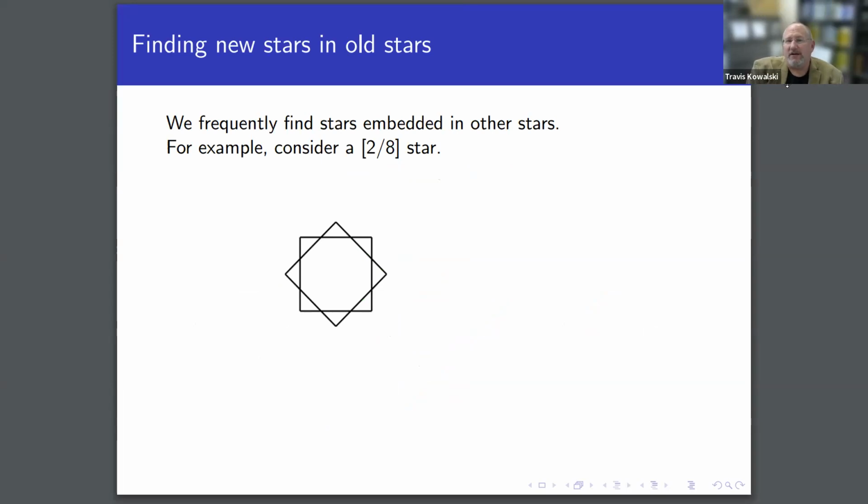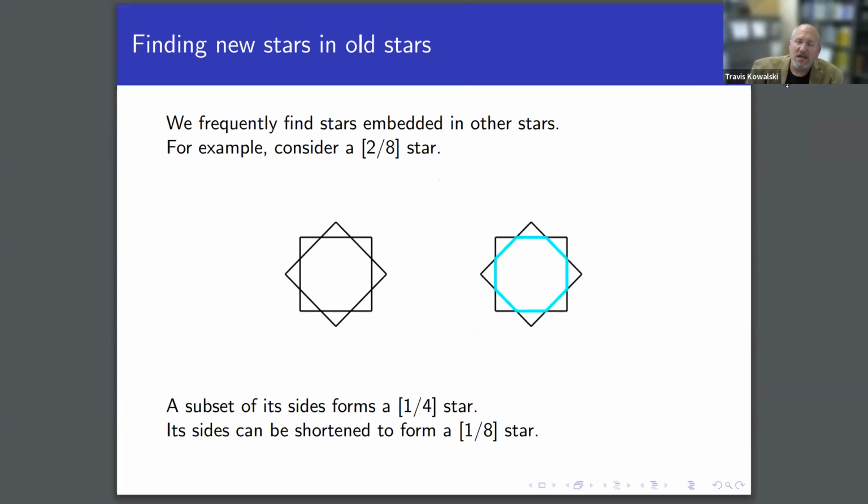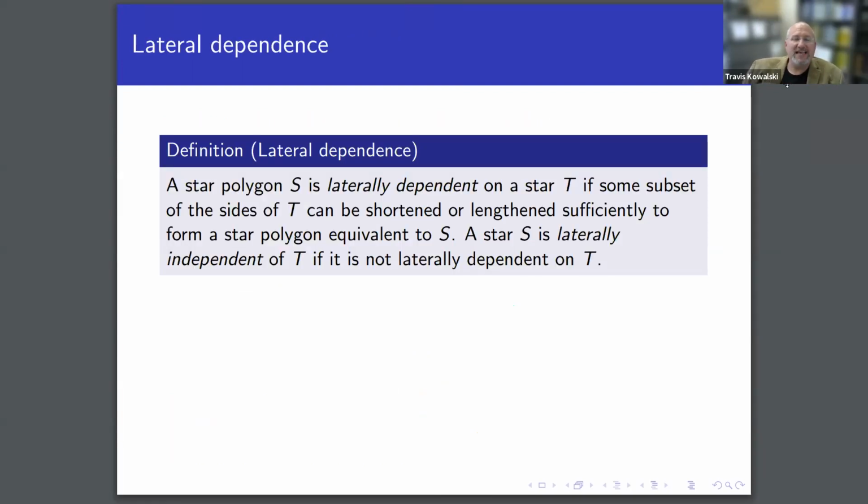Inside the 2, 8 star, if you look at a subset of its sides, there's a 1, 4 star hidden inside of it. On the other hand, if you were to take all 8 sides of the star and shrink them down by about 67%, you would end up with a 1, 8 star. On the other hand, if you were to take that 2, 8 star and extend each one of its sides, you would end up with a 3, 8 star. So this idea that some stars are stretched multiples of other stars reminded me an awful lot of the idea of linear independence. And so we're going to call this lateral dependence, with lateral meaning side.